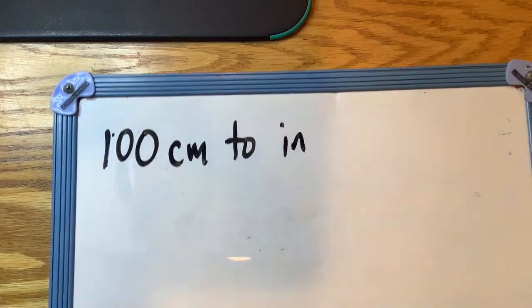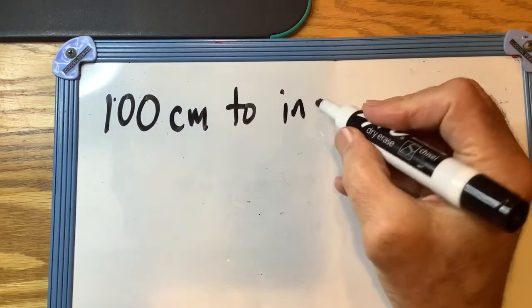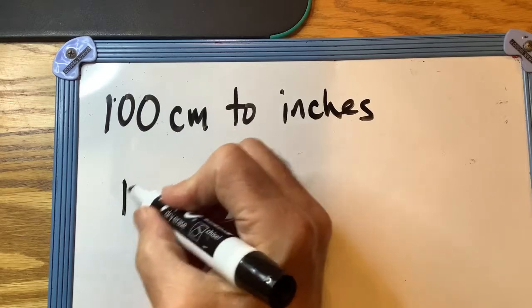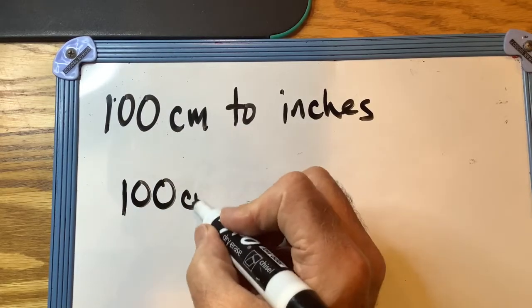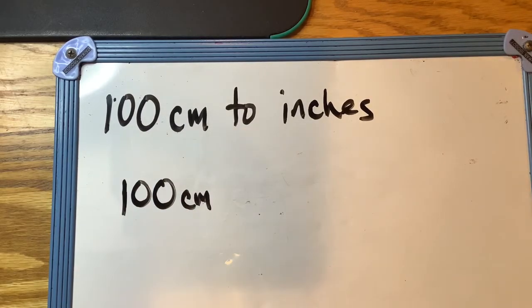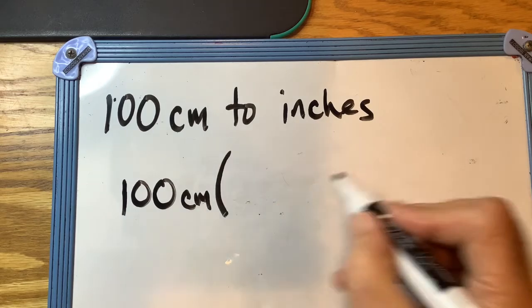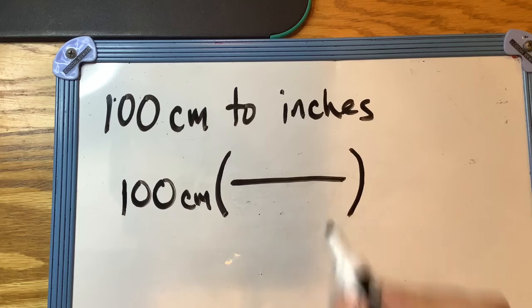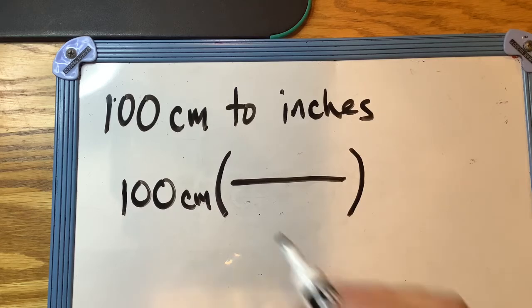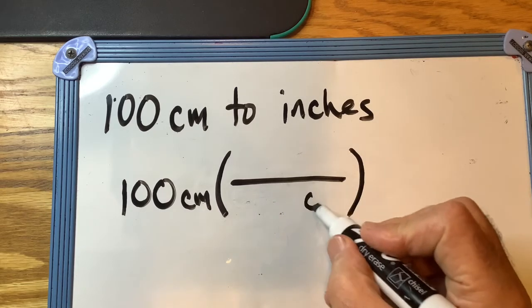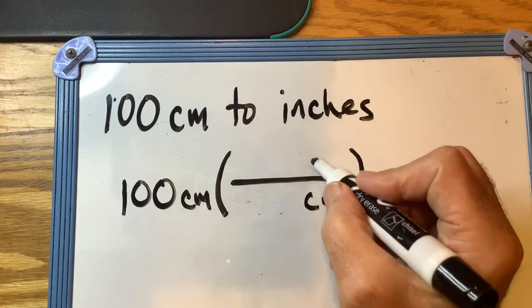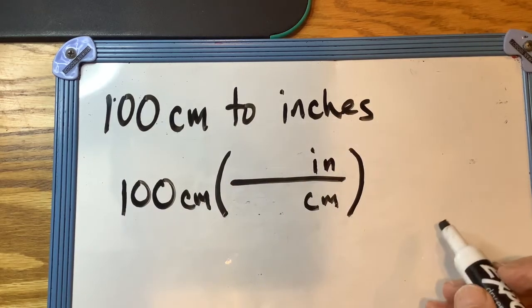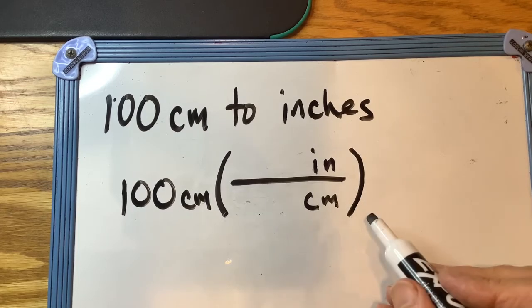Now let's try another one. We're going to change 100 centimeters into inches. So I got the 100 centimeters here. It's the same as 1 meter. Again, we're going to put the parentheses here. Now what should I put on the bottom? I'm going to put centimeters on the bottom, and I'm going to put the inches up here because I want to change it into inches, so I want that on the top. I think that's called a numerator.